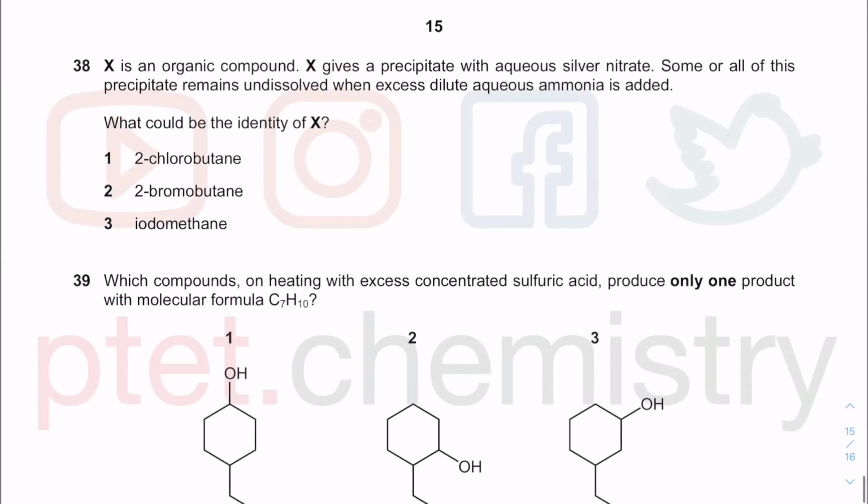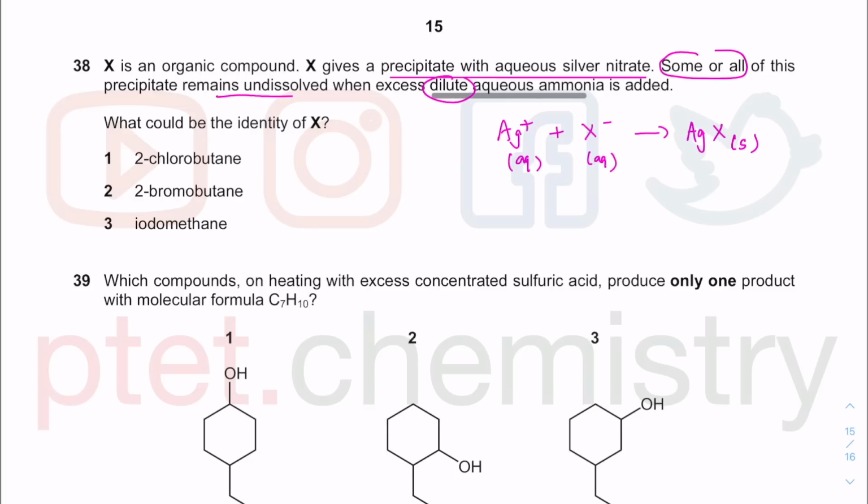Question 38. We have an organic compound. This organic compound gives a precipitate with aqueous silver nitrate. Typically, this means Ag plus X minus, X minus being your halide ions, because this is the test for halide ions, even from your GCSE, IGCSE, or O-level chemistry. So some or all of these precipitate remain undissolved when you add dilute aqueous ammonia. Very important that it is dilute and not concentrated. So some or all remain undissolved.